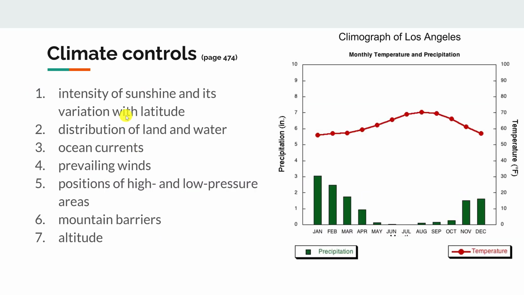Another emphasis in this chapter is climate controls. What are the factors that control climate? Number one is the sunshine, the solar energy you get. We are at lower latitude, very close to the equator, which means you have a lot of sunshine. That is why Los Angeles is fairly warm. Another factor is the distribution of land and water.